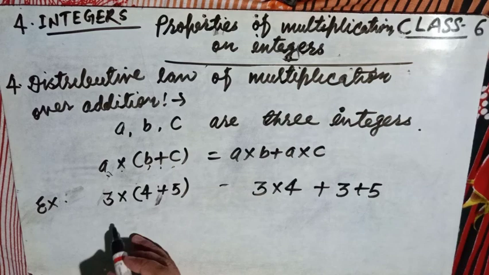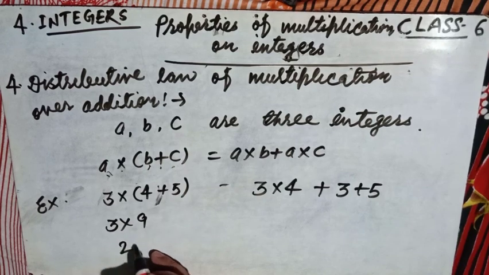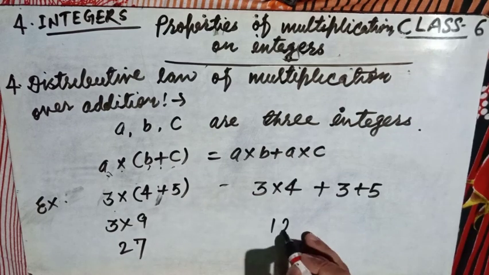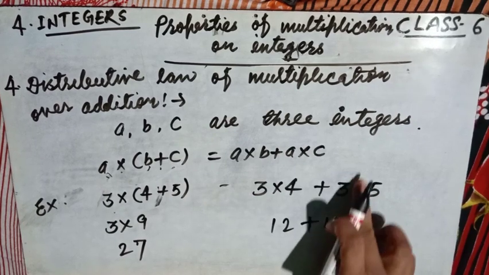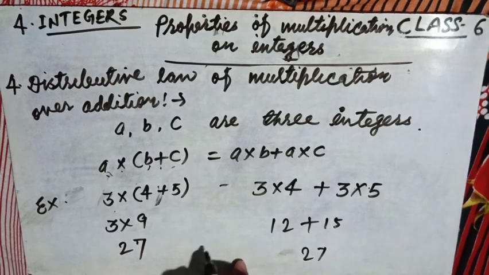Now first solve the left hand side. 3 as it is, 4 plus 5 is 9, so 27. Now 3 multiplied by 4 plus 3 multiplied by 5. Now this is 12, this is 15, so 12 plus 15 is 27. Here we can say the left hand side is equal to the right hand side.